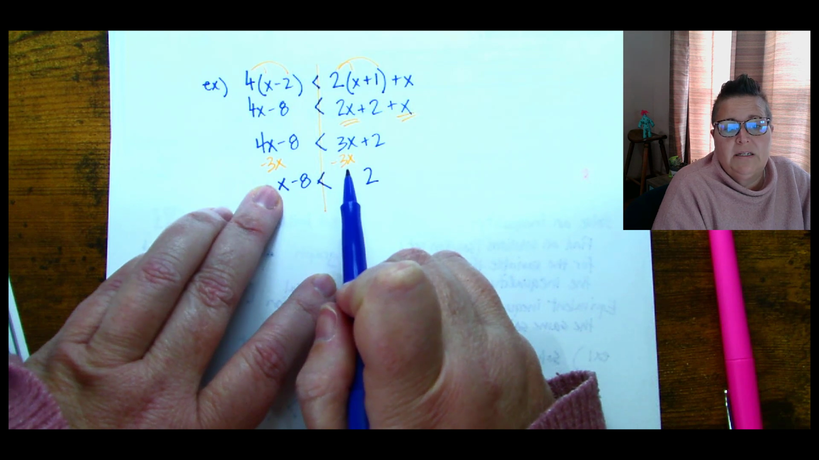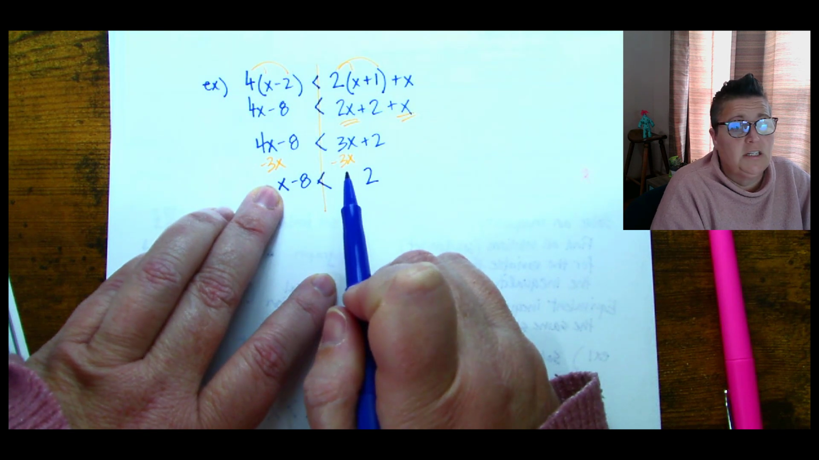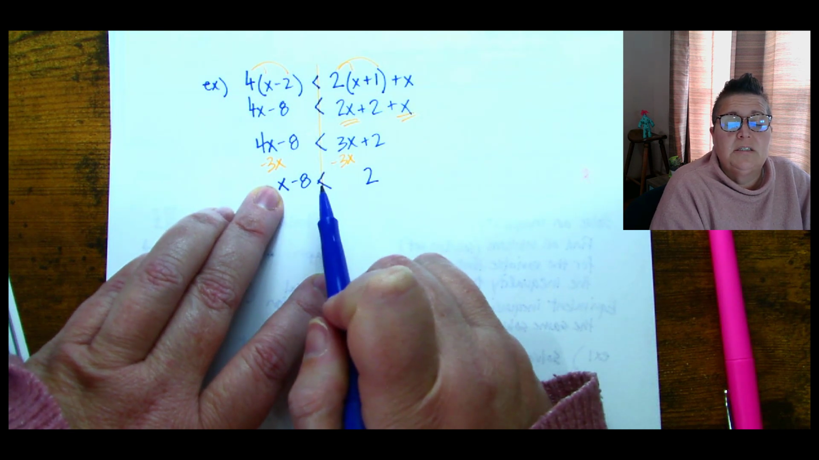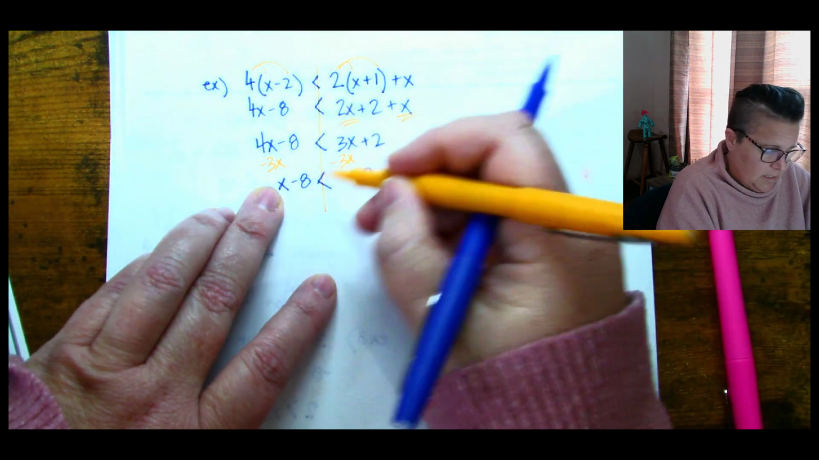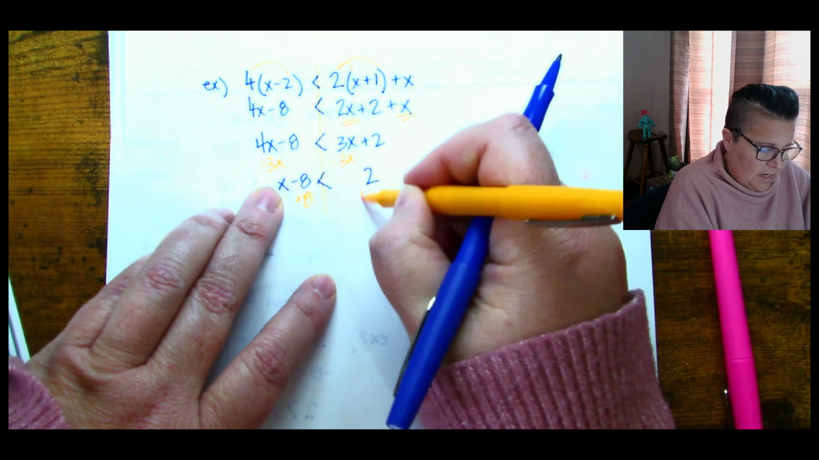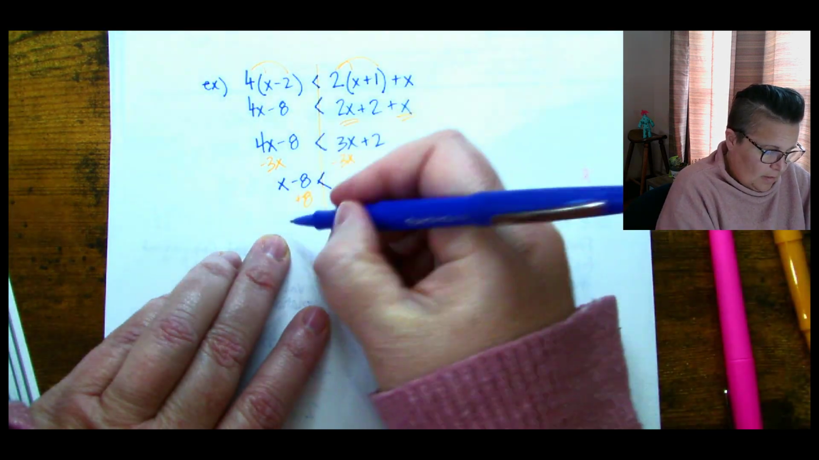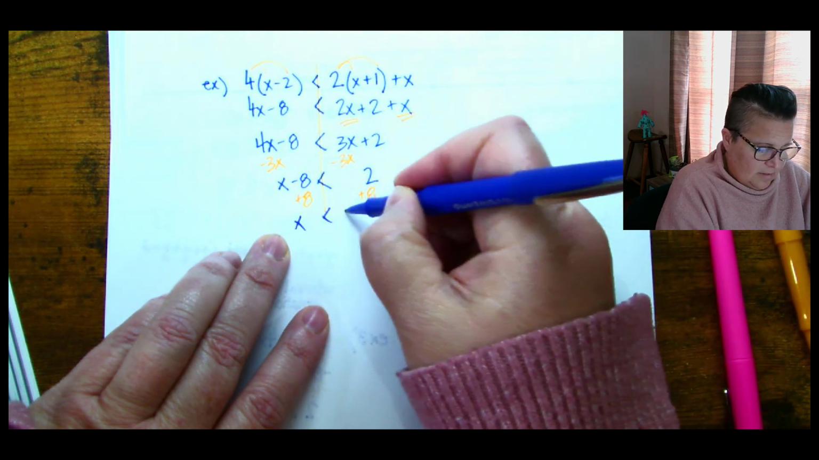Notice I subtracted 3x. That's a subtraction, not a division or multiplication. Subtraction does not flip this sign. It's only if you're multiplying or dividing, not if you're adding or subtracting. So now I'm going to add 8, and I'm going to get x is less than 10.